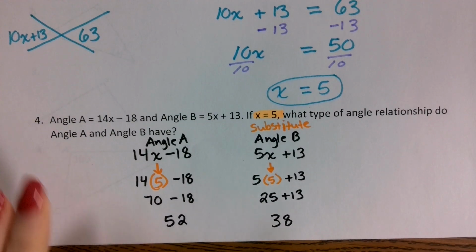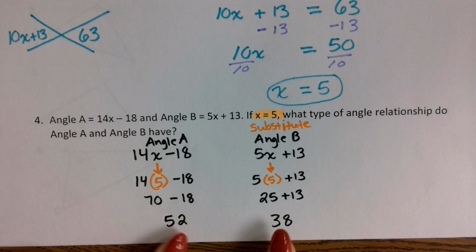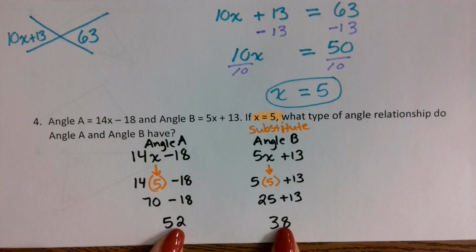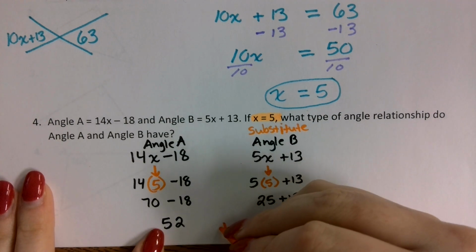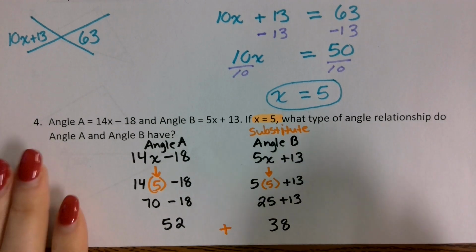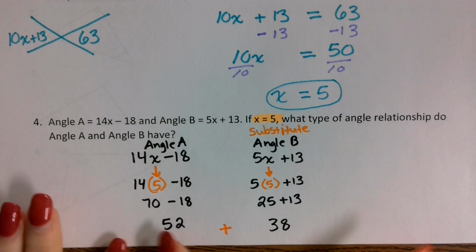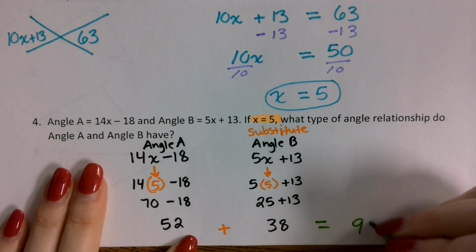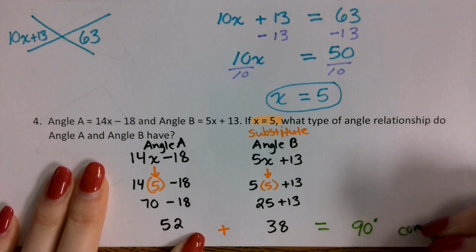38. Good. So now the first thing I'm going to ask myself, are these vertical angles, are they equal to each other? No. They're not equal to each other, so they can't be vertical angles. So the next thing that I'm going to try to do is add them together and see if I get 90 or 180. When I add these together, what do I get? 90. So that means that they are complementary.